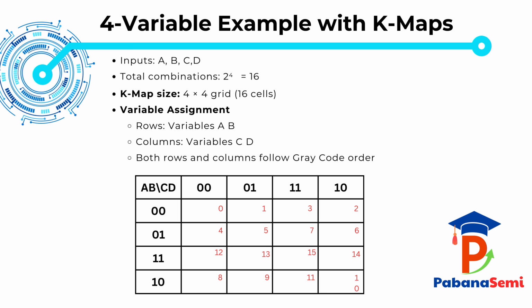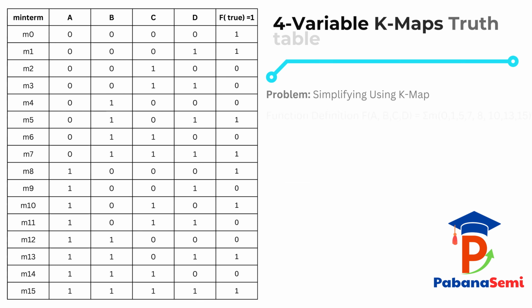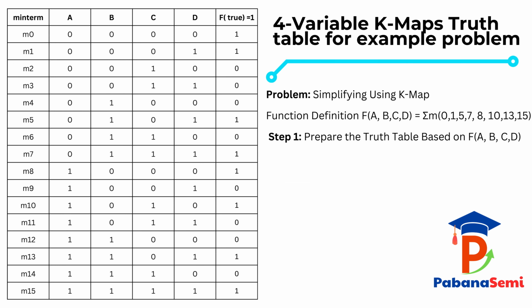Why is this layout important? This specific layout allows proper adjacency, wraparound grouping, formation of large groups, and guaranteed minimum Boolean expressions. Without gray code ordering, grouping would be incorrect. We are given the Boolean function f of a, b, c, d equals the summation of minterms 0, 1, 5, 7, 8, 10, 13, and 15. This notation means the output f is equal to 1 only for these specific minterms.